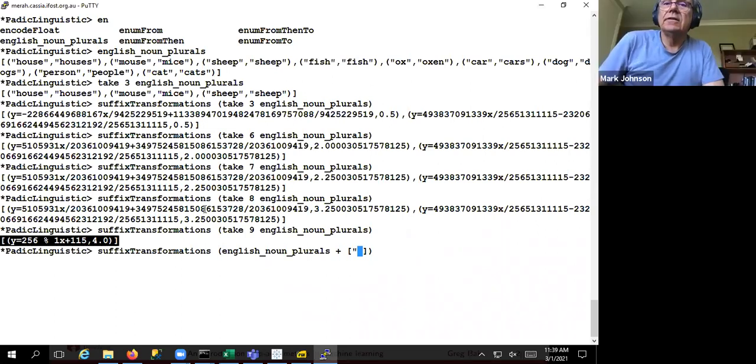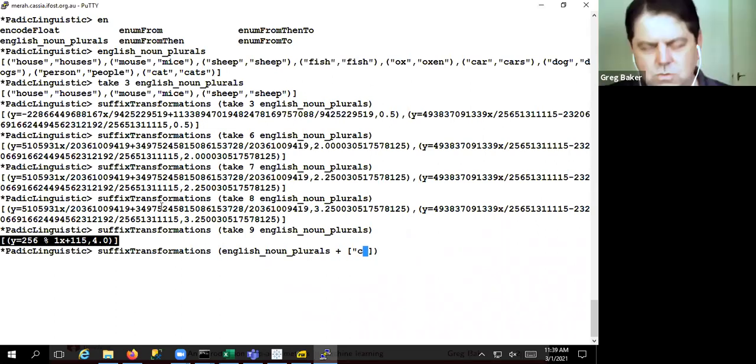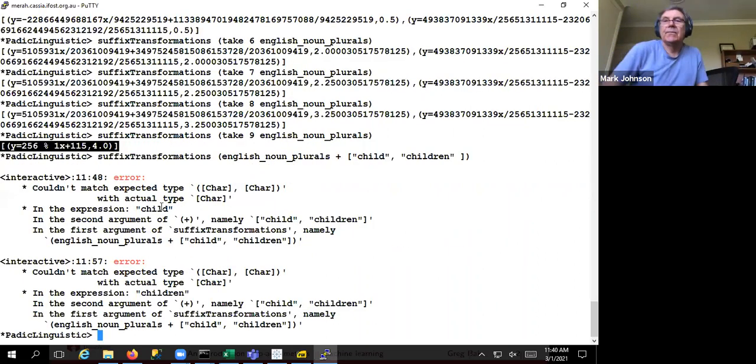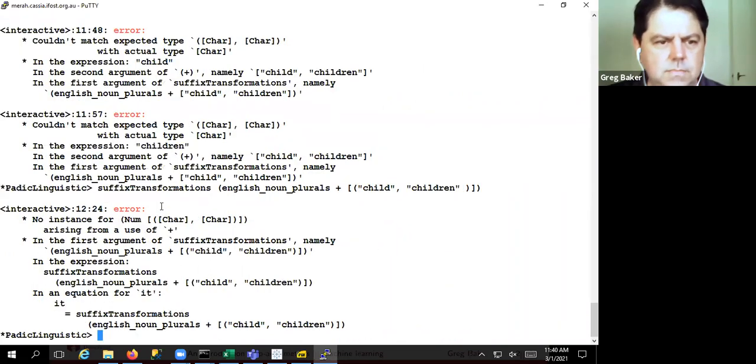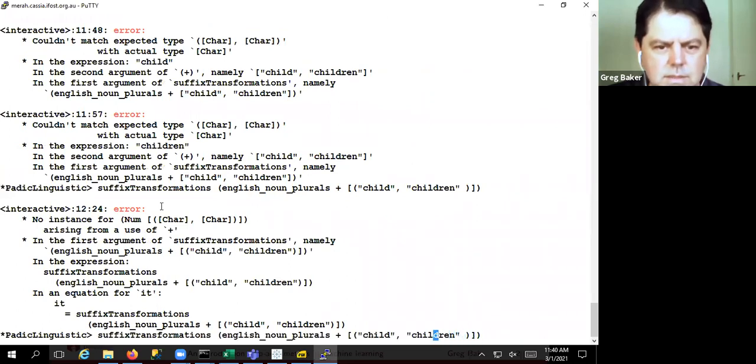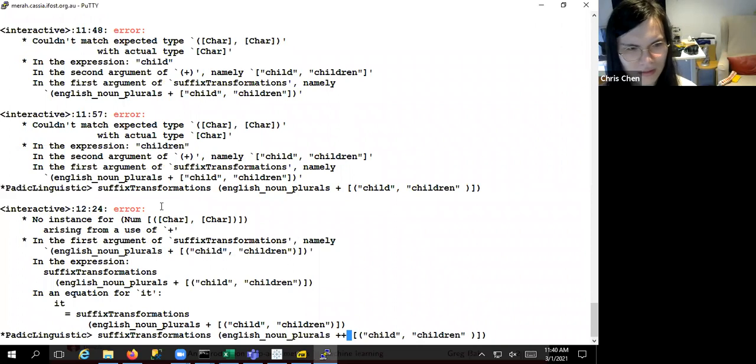Do you have child and children in there? That sounds like a good one. Child and children. That should be a tuple. And my example is falling apart really quite badly, and double plus. Thank you.